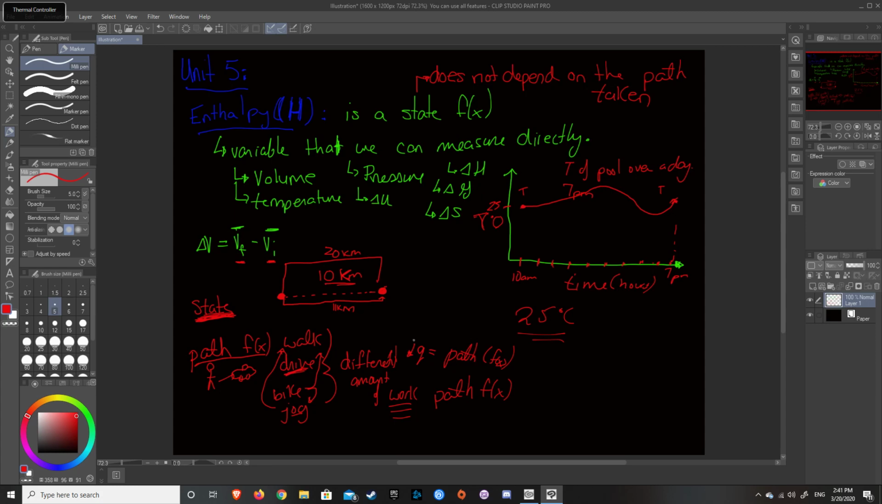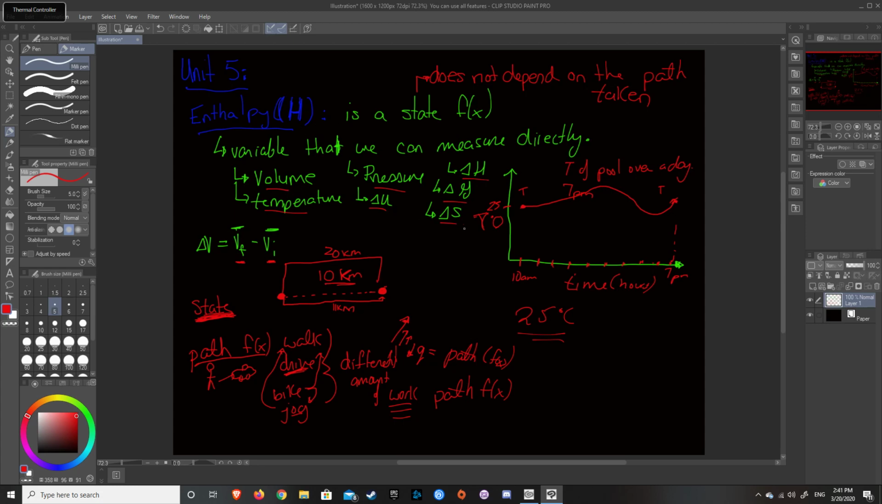But if we walk, we'll release a little bit more heat. If we jog, a little bit more heat. And if you're like me, if you ever were biking, your body releases a ton of heat. So the heat is different and the work is different. So heat and work are both examples of path functions, whereas mostly everything else that we're going to be measuring in this unit, volume, temperature, pressure, change in internal energy, Gibbs free energy, our delta H values, our enthalpy and our entropy, are all going to be state functions.